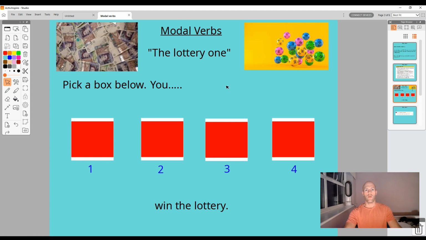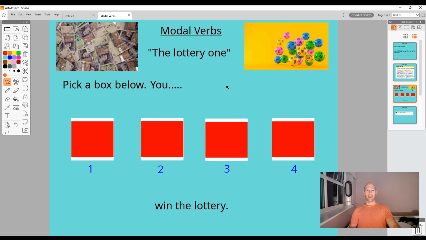Here's the way you're going to remember it from now on, and that is modal verbs. As soon as you see identify the modal verb or add a modal verb, you're going to think, oh yeah, that's the lottery one. So what I want you to do, hopefully this is the first time you've seen the video, so it doesn't blow what's underneath these boxes. I want you to pick a box below. You've got 1, 2, 3, 4, the 4 red boxes across the middle. I won't drag out the suspense for too long.